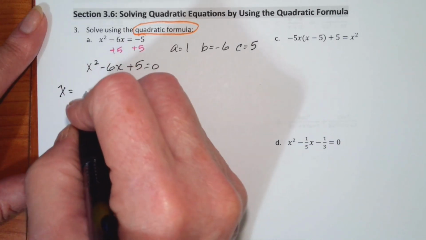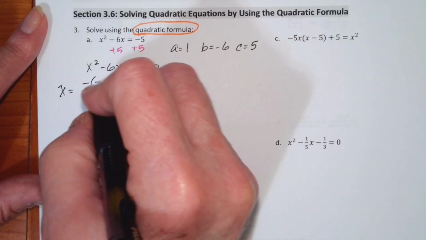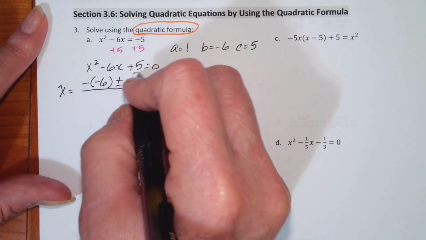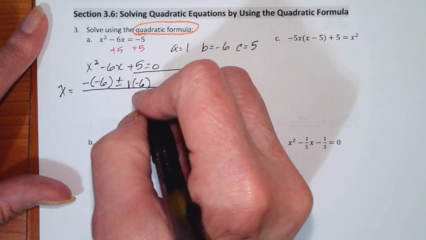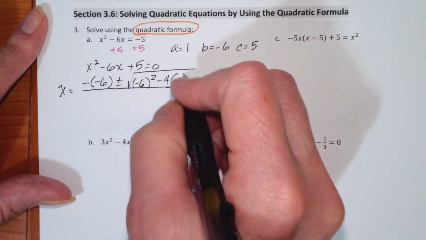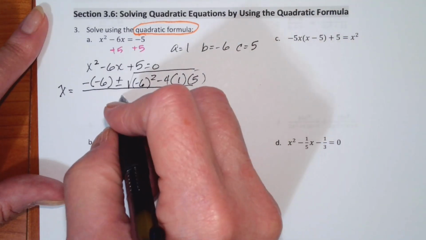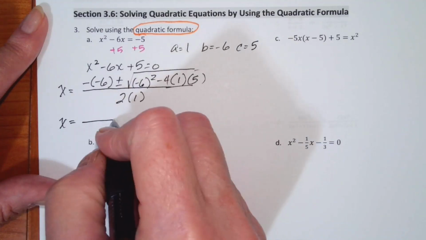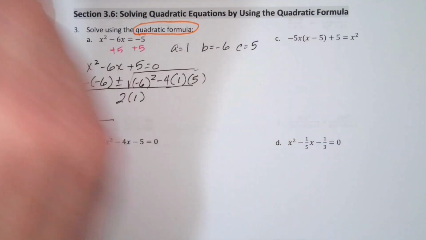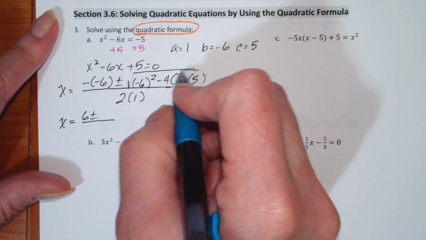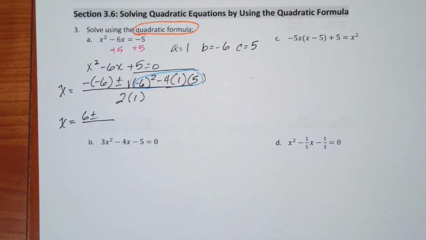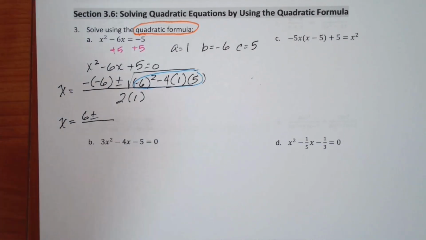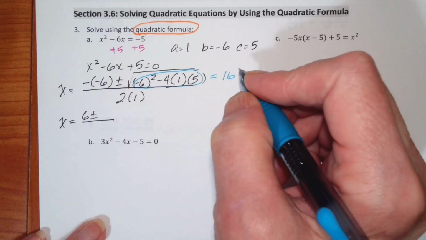So my x is equal to the opposite of b plus or minus the square root of b squared minus 4 times a times c, all divided by 2 times a. Okay, so the opposite of negative 6 is 6. If I evaluate the discriminant, that gives me 36 minus 20, so this equals 16.